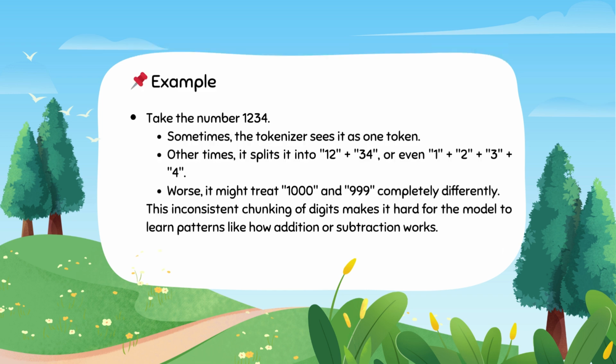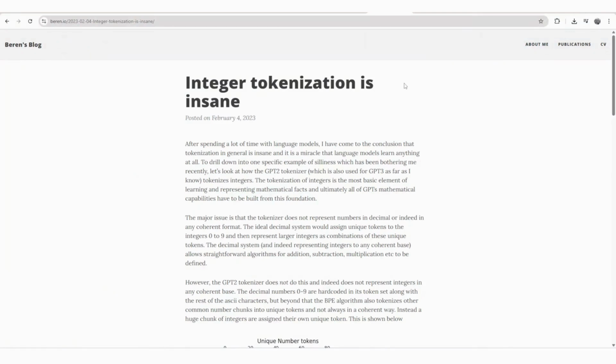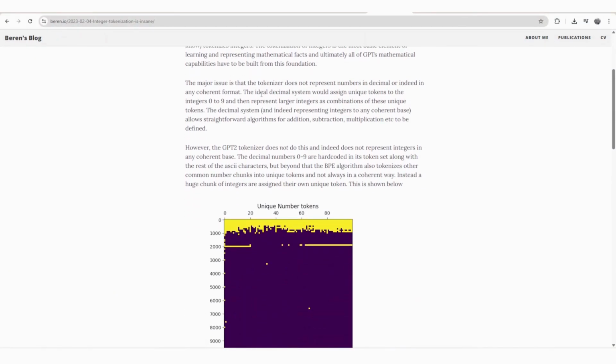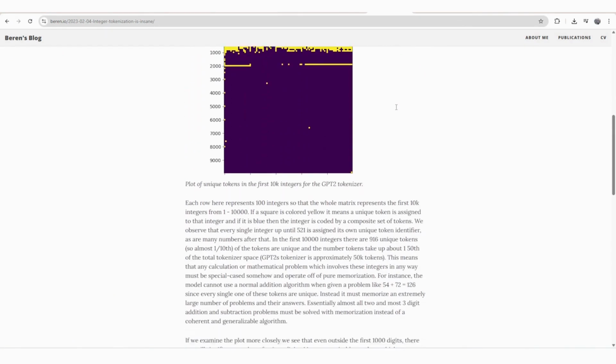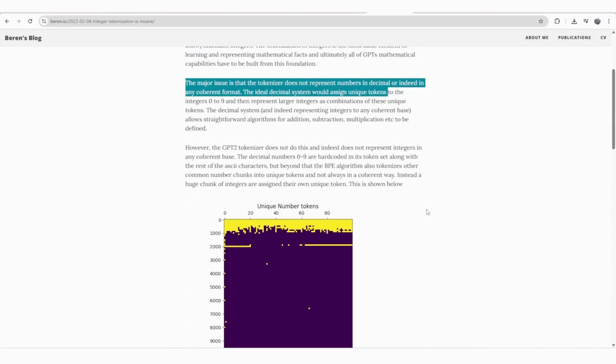For example, take the number 1234. Sometimes the tokenizer sees it as 1 token. Other times it splits it into 12 plus 34, or even 1 plus 2 plus 3 plus 4. Worse, it might treat 1,999 completely differently. This inconsistent chunking of digits makes it hard for the model to learn patterns, like how addition or subtraction works. There's even a whole blog post titled, "Integer Tokenization is Insane," where the author systematically shows how irregularly GPT-2 tokenizes numbers. It's not just messy, it's a real obstacle for the model's learning.